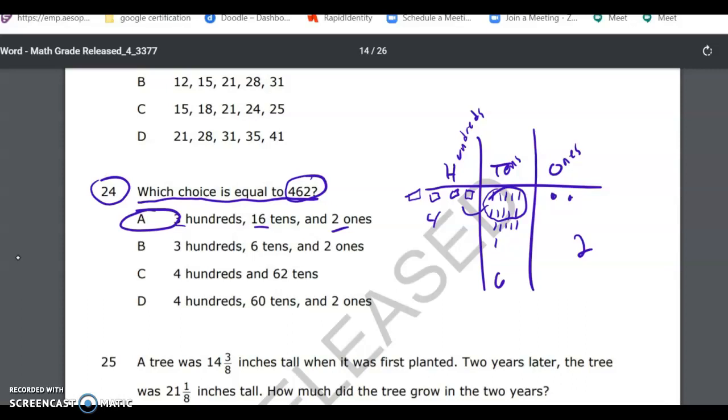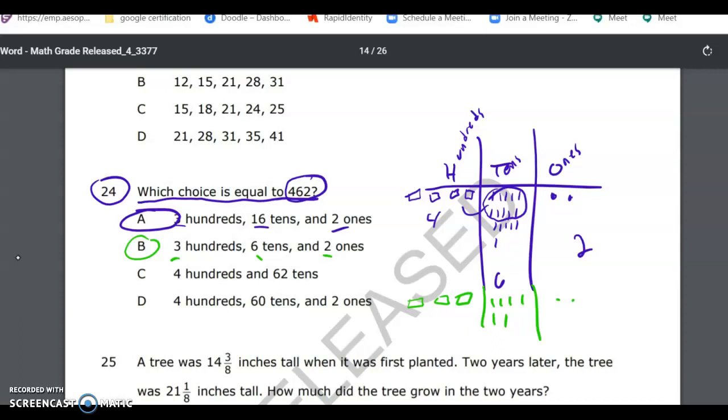Okay, let's go to B next. We'll go to B, and we're going to do the same thing with that. We're going to make a place value drawing for that one, and I'll do it underneath this one. Okay, so we'll just extend my lines here. 300s, 1, 2, 300, 6 tens, 1, 2, 3, 4, 5, 6, and 2 ones, 1, 2.